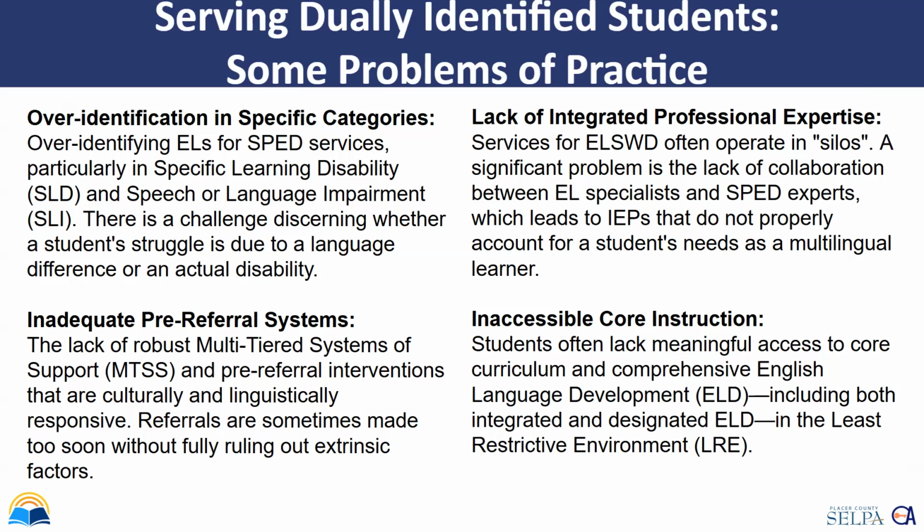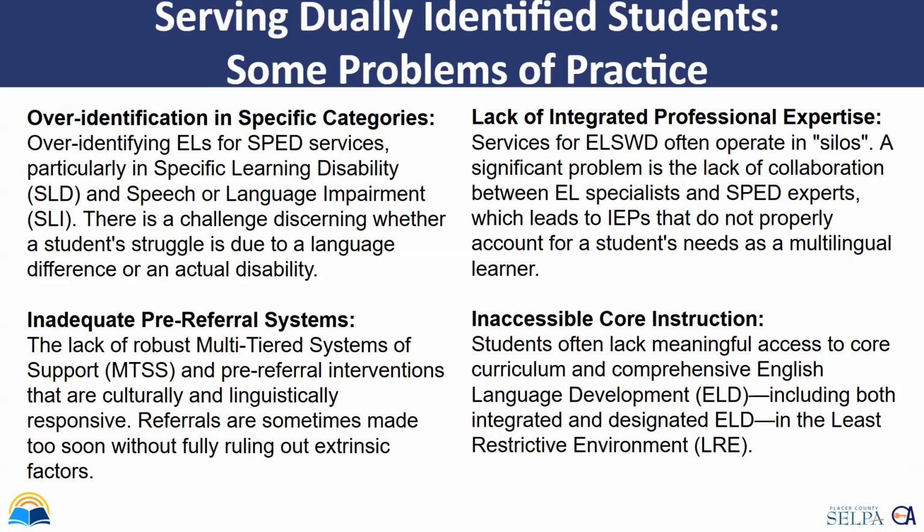The next 2 categories are around the lack of integrated professional expertise, and that speaks to this continual conversation around silos, how we continue to have siloed departments, siloed collaborations that don't really take advantage of the expertise that exists on all sides, from general education to English learner specialists to special education experts, therefore not having a truly cohesive and integrated IEP in development and implementation that take into account a student's needs as a multilingual learner and their disability-related needs.